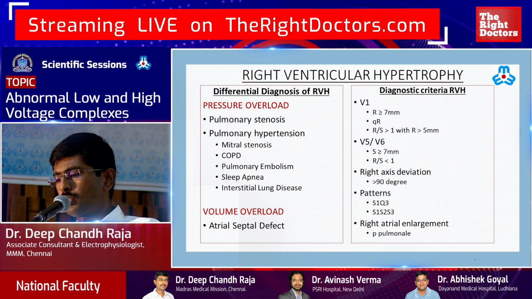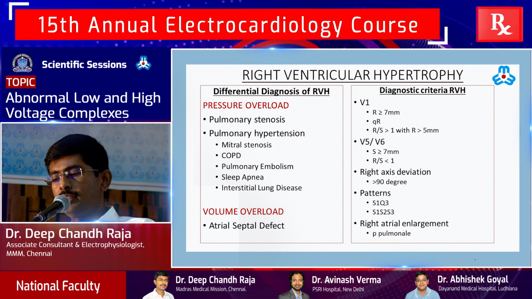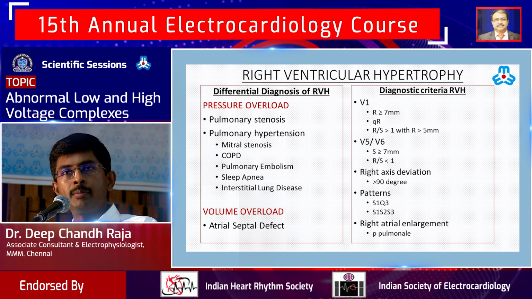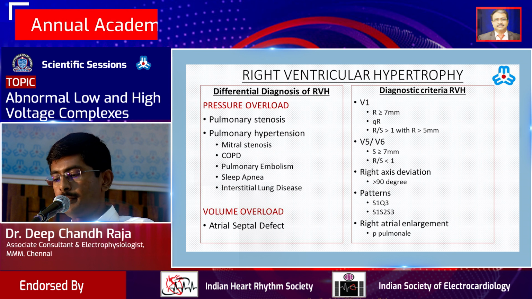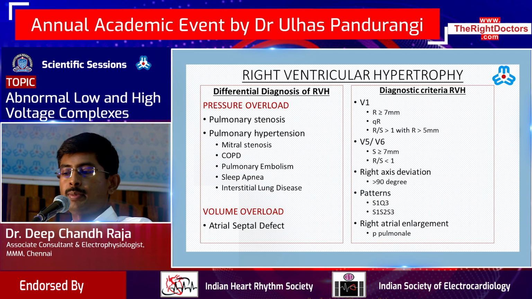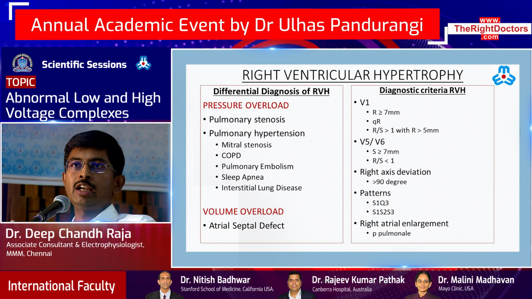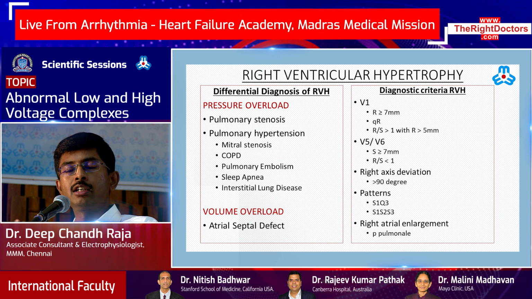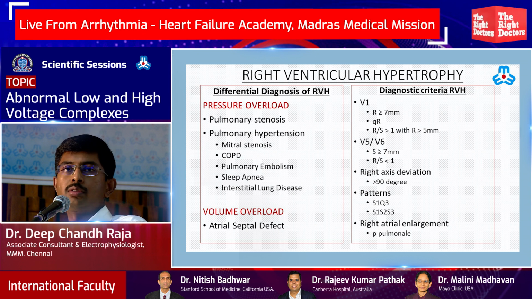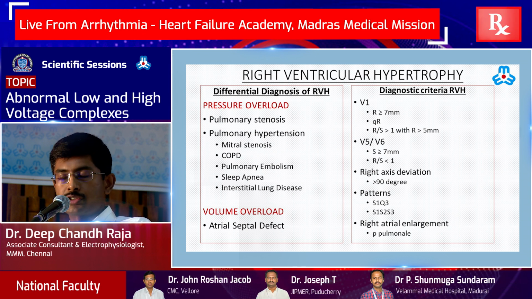Again, right ventricular hypertrophy pathology could be the valvular lesions, pulmonary stenosis, pulmonary hypertension. Pulmonary hypertension, again, can be because of the left side pathology itself, like mitral stenosis, which is so common in our country, like pulmonary pathologies, and volume overload. Pre-tricuspid shunts: when you talk about right ventricular volume overload, you have to think about pre-tricuspid shunts, most commonly an atrial septal defect. It could also be anomalous pulmonary venous connections.